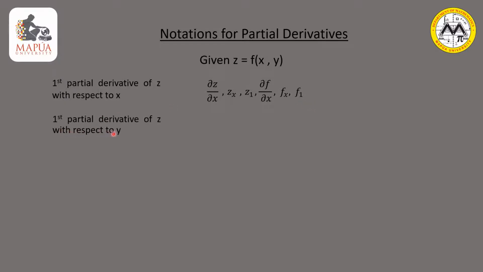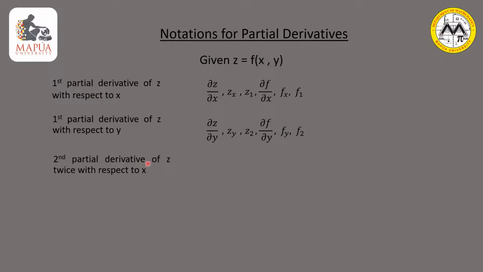So the first partial derivative of z with respect to y is now denoted by any of the following. We have partial derivative of z with respect to y, or we have z sub y, z sub 2, or partial derivative of f with respect to y, or we have f sub y or f sub 2. Higher order partial derivatives of some function can also be defined.